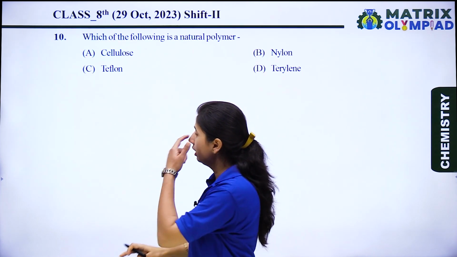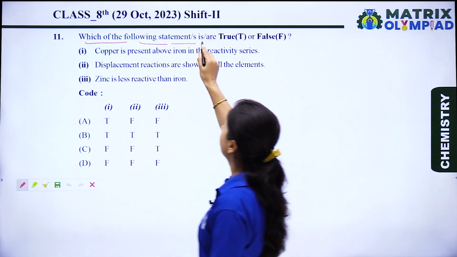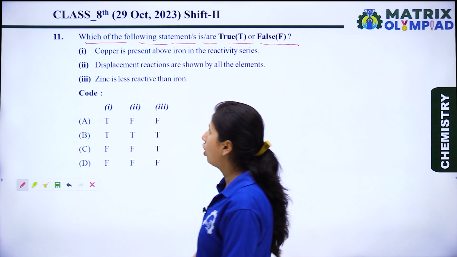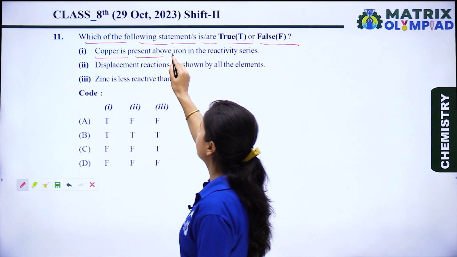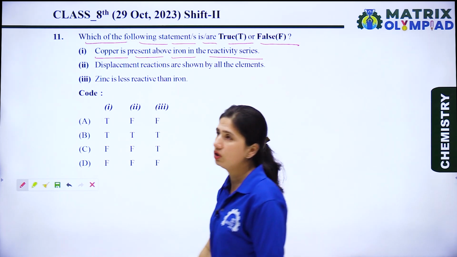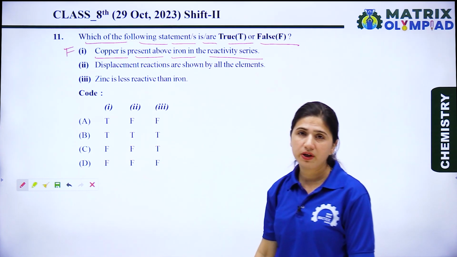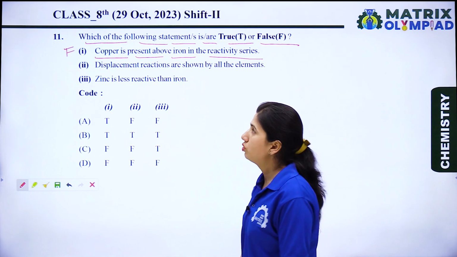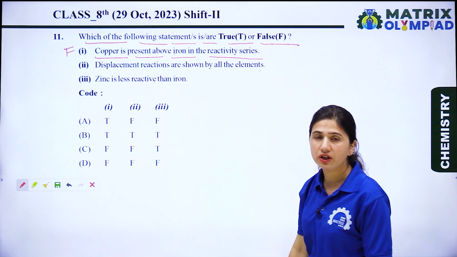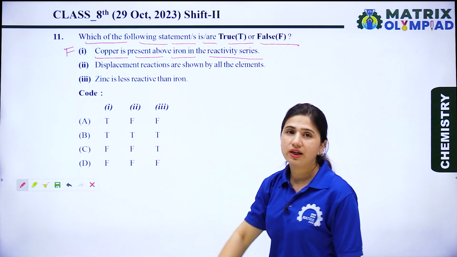Now let's see the next question. Which of the following statements is or are true or false? Option first: copper is present above iron in the reactivity series. No, it's a false statement. We know that the reactivity of copper is less than iron, so it is not present above iron in the reactivity series. Iron is present above copper in the reactivity series.